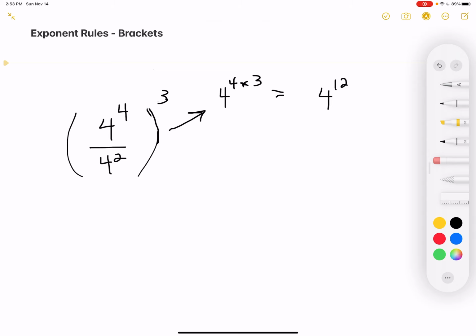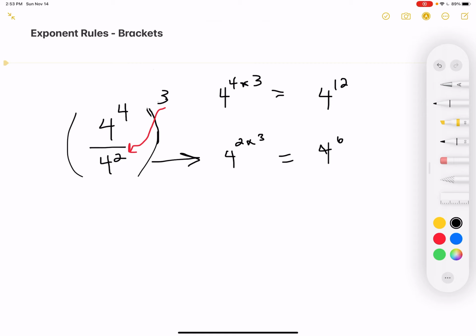Now, if I focus on the bottom, we apply this 3 to the bottom, and I can then rewrite the bottom here as 4 squared times 3, or 4 to the 2nd times 3, which is equal to 4 to the 6th.